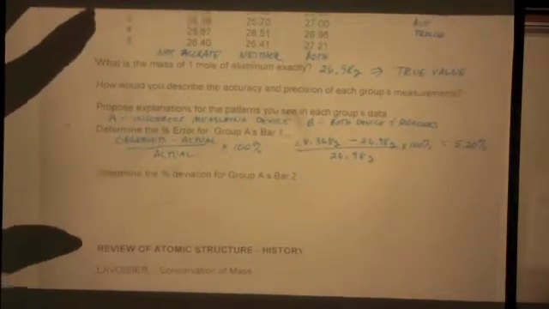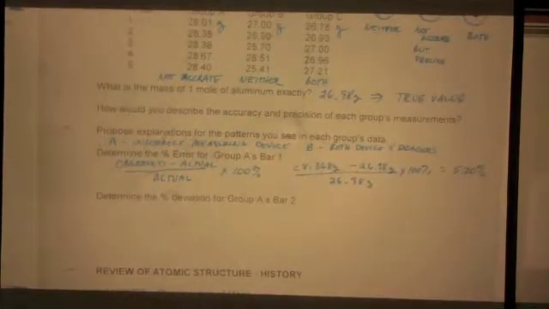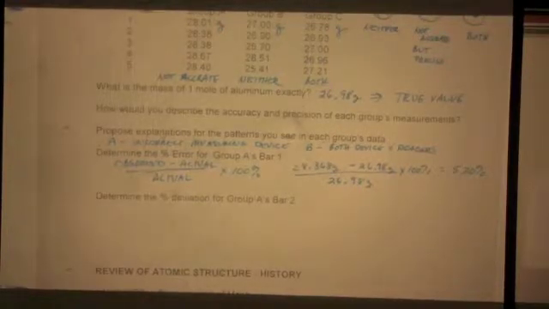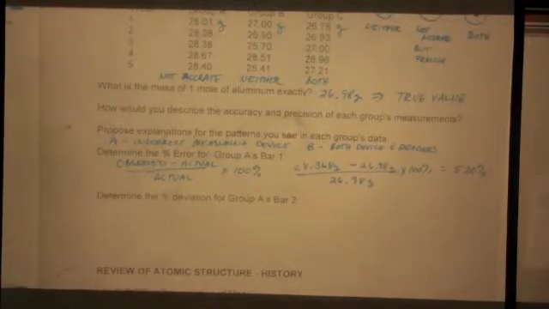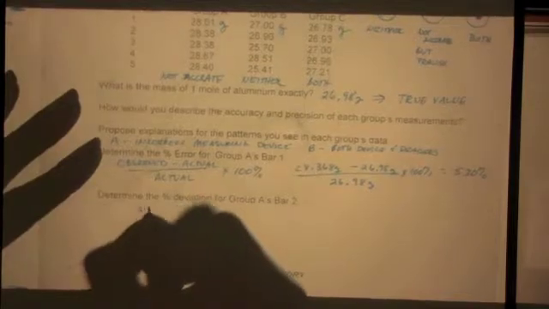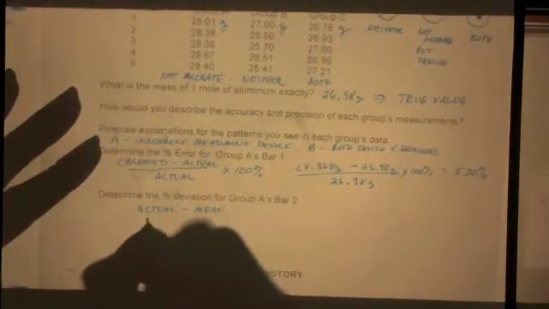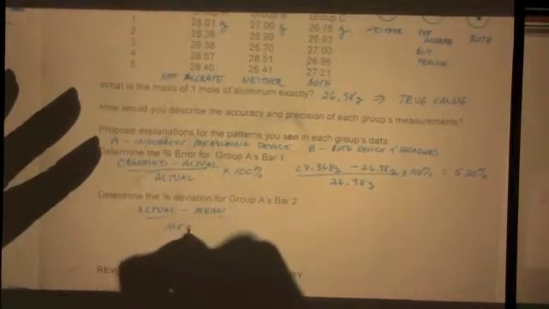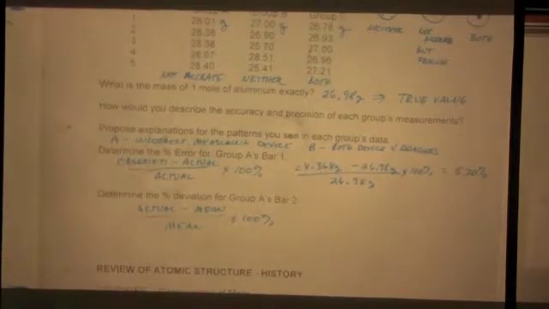Percent deviation is probably something that you haven't dealt with before. It is really a way to determine precision with no set standard. And it's the actual minus the mean over the mean, times 100% again to change it to a percent. So it's just a little bit different.